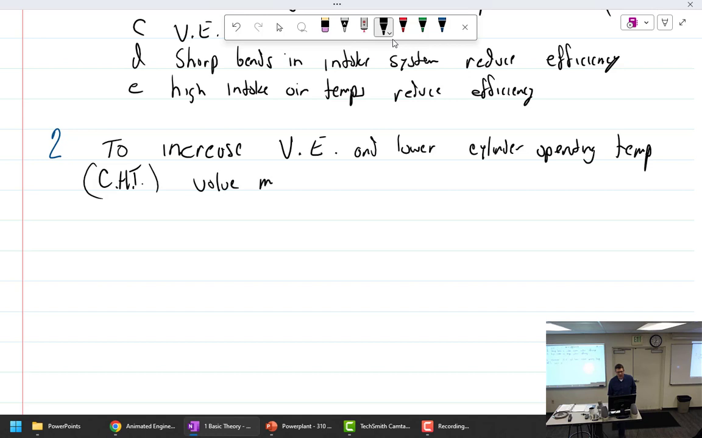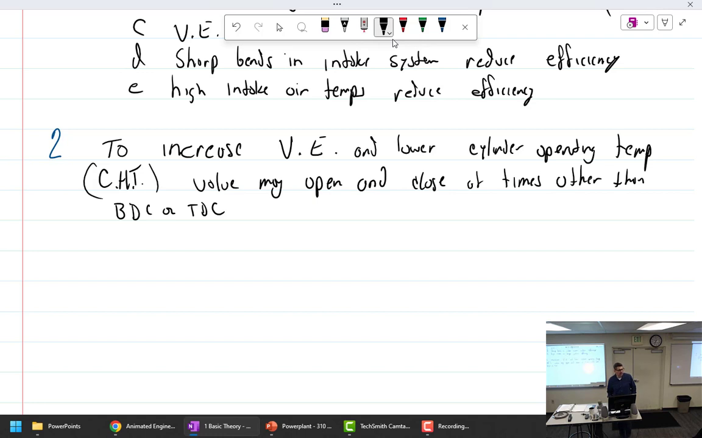Valves may open and close at times other than bottom dead center or top dead center. In our simplified version of the little engine in our write-up, the valves always either opened or closed at top dead center or bottom dead center. There was no real variation, but there actually is variation in engines.